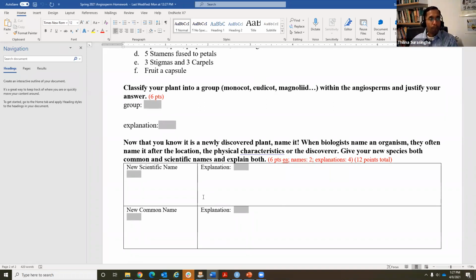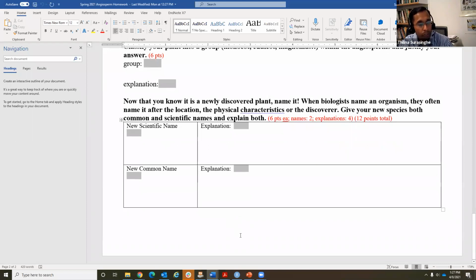Now that you know it's a newly discovered species, name it. Well, when biologists name an organism, they often name it after the location, the physical characteristics, or the discoverer. So let me tell you a couple of cool facts. This is our last lab, right? I actually describe new species. I unfortunately don't do it for plants. I do it for animals. I have named about 10 species so far.